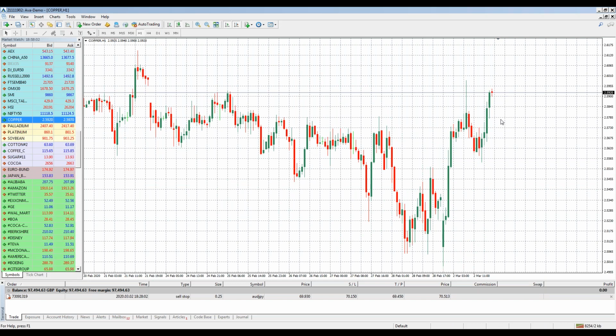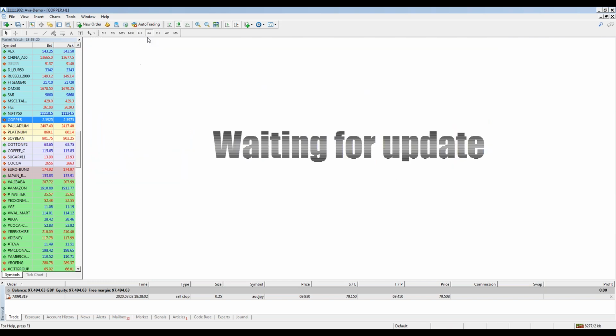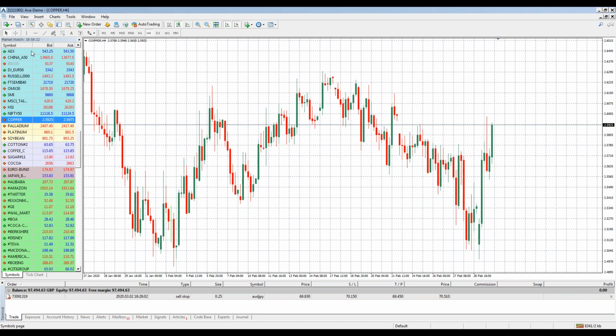What tends to happen with copper when there's bad news for the economy is it tends to drop, because copper's used a lot in industry, copper wiring, etc. So as gold goes up, many times copper tends to drop, and vice versa. So potential opportunity here with copper reaching a resistance level. Okay, we've got a major resistance level up here.